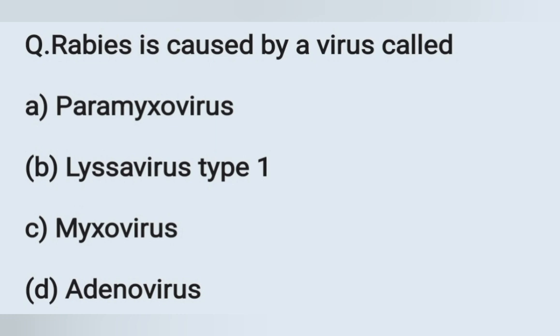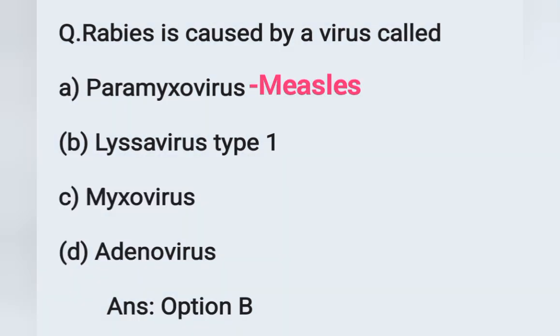Rabies is caused by a virus called options. Option A paramyxovirus, option B Lyssa virus type 1, option C myxovirus, option D adenovirus. Rabies is caused by Lyssa virus type 1. Option B is the correct answer. The first option, paramyxovirus, causes measles, option C, myxovirus, causes mumps, and option D, adenovirus, causes some respiratory infections. Our question is, rabies is caused by? It is Lyssa virus.